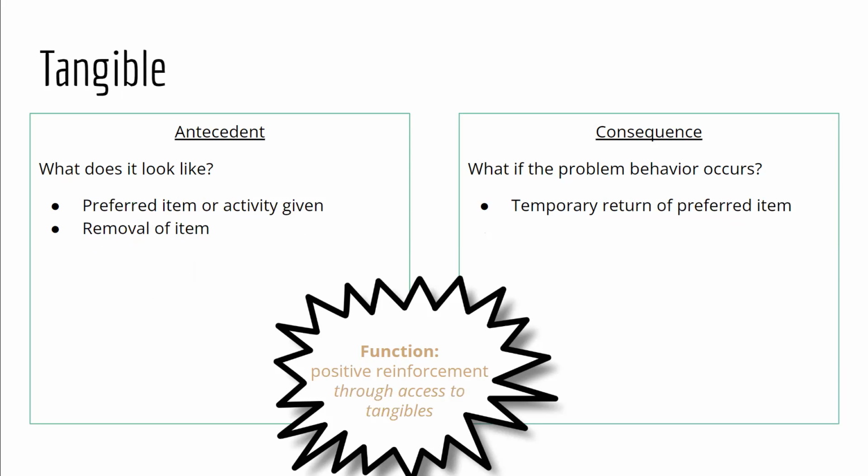The last condition that I'll be discussing is the tangible condition. So in this particular setting, an individual would be given a preferred activity or a preferred item, but that preferred activity or preferred item would be removed for a particular amount of time. If we notice that the behavior occurs after that removal of the preferred activity, we can conclude that the function of the behavior is positive reinforcement through access to that particular tangible or that particular item.